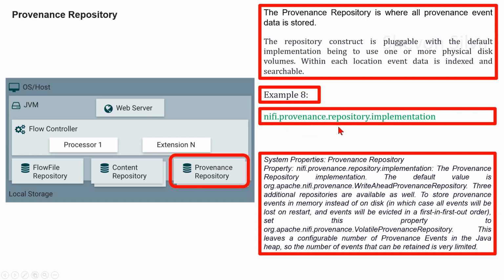Property nifi.provenance.repository.implementation is the provenance repository implementation. The default value is org.apache.nifi.provenance.WriteAheadProvenanceRepository. Three additional repositories are available as well. To store provenance events in memory instead of on disk, in which case all events will be lost on restart and events will be evicted in first-in, first-out order, set this property to org.apache.nifi.provenance.VolatileProvenanceRepository. This leaves a configurable number of provenance events in the Java heap, so the number of events that can be retained is very limited.